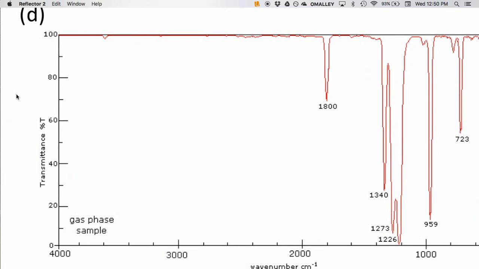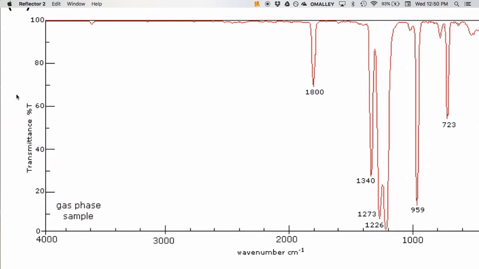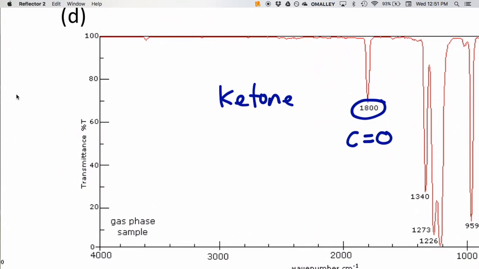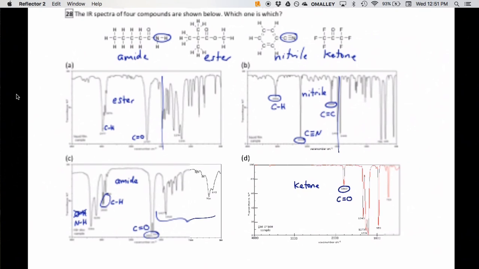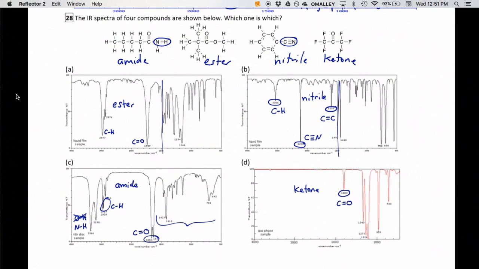And that just leaves one more spectrum, which is really the least interesting spectrum. This is the most boring of the four. The only thing I see that's outside the fingerprint range is this 1800, which I guess is a CO double bond, and that must be the ketone, the only remaining structure. And it makes sense why there's nothing else in this region, because I have no hydrogens in that molecule. So there's no OHs or NHs, there's no CHs, and apparently there's no triple bonds either, so it's just the CO double bond. So that's how you use IR spectroscopy to interpret what different types of molecules are.